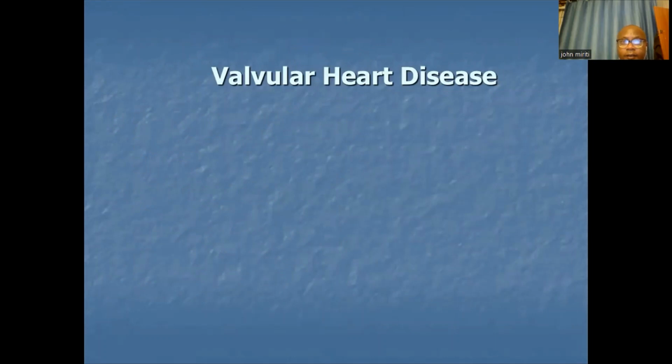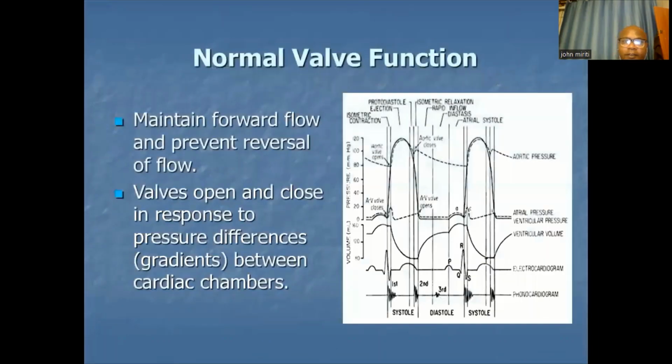So let us look at valvular heart diseases. These are diseases associated with various valves of the heart, like the tricuspid valve, mitral valve, pulmonary valve, and the aortic valve, what they are affected by and what problems they are associated with. Basically, it is going to focus on either acquired or congenital types of diseases.